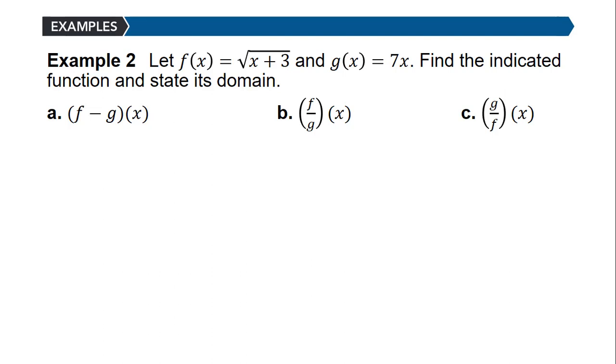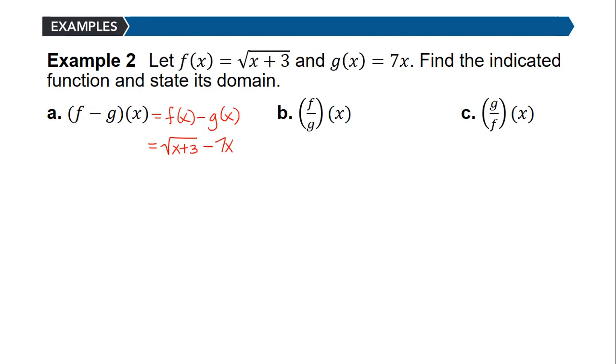We'll do 2 more examples using functions. We have f of x is equal to the square root of x plus 3, and g of x is equal to 7x. We want to find the indicated function and state its domain. In part A, we have f minus g of x, which is equal to just f of x minus g of x. So we replace f of x with square root of x plus 3 minus g of x. Since it's just a single term, we can just subtract off 7x.